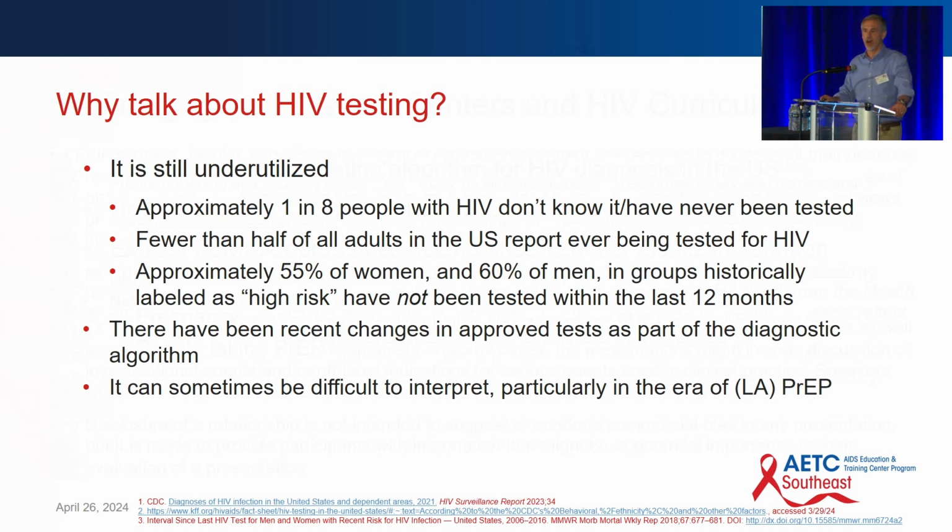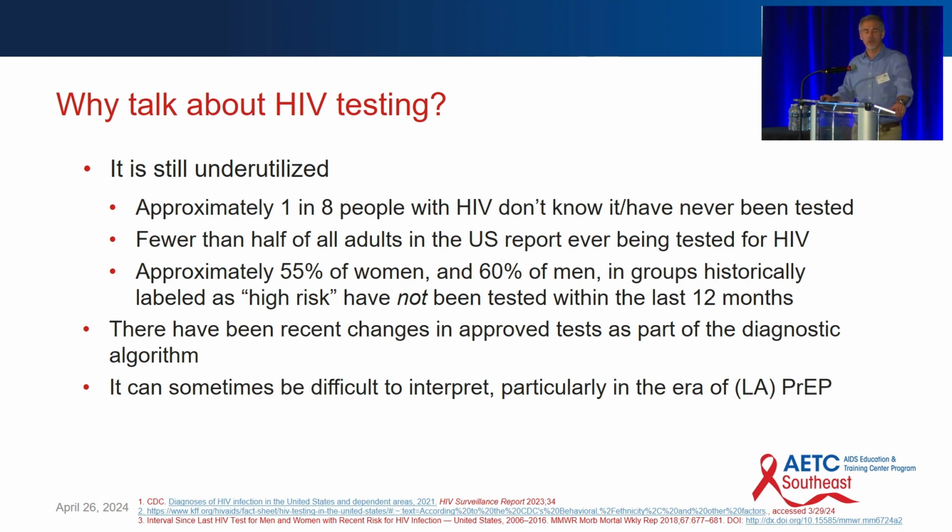According to the CDC, almost 15% of people in the US who are HIV infected don't know it because they have never been tested. And that's not surprising when you look at the next statistic here, which is that fewer than half of all adults in the US report that they've ever been tested for HIV. Moreover, over half of women and nearly 2/3 of men in groups that have historically been labeled as high risk have not been tested within the last 12 months, in spite of recommendations to do so.